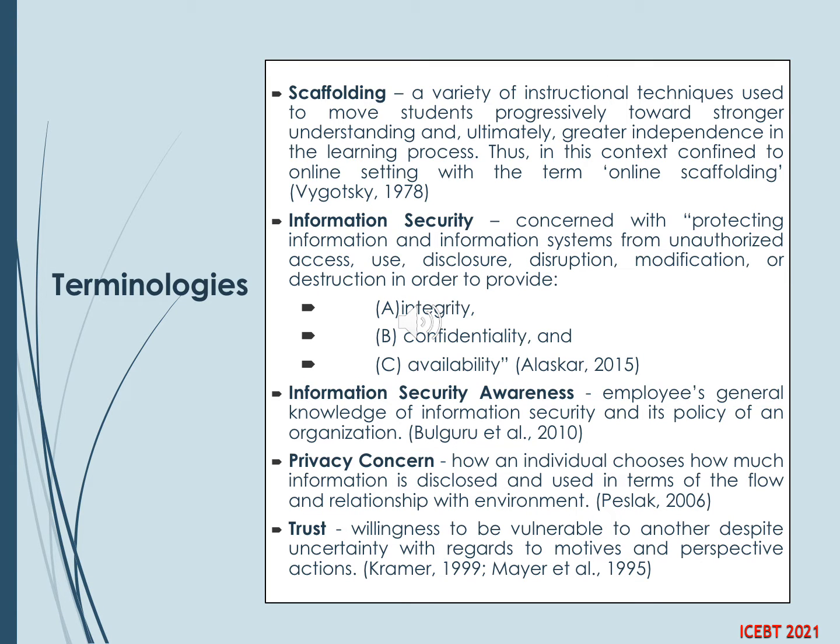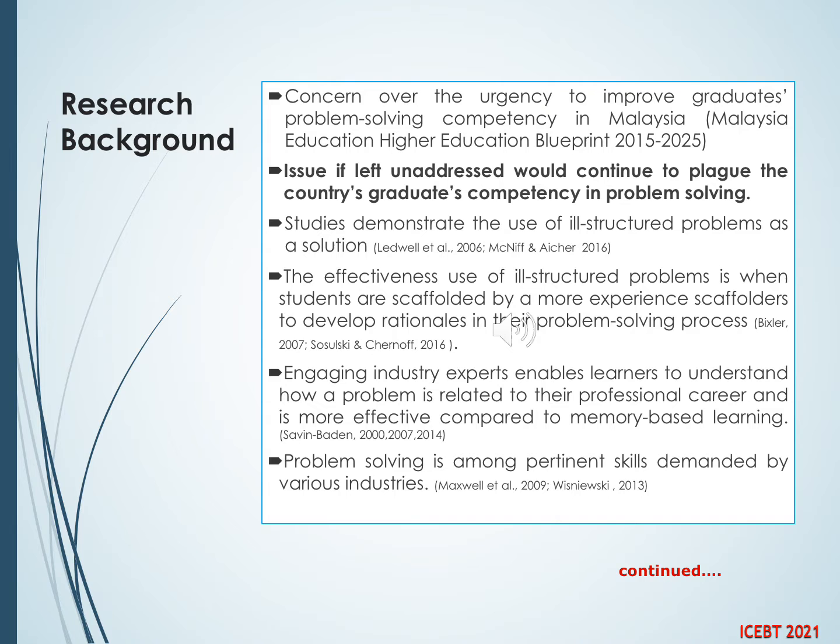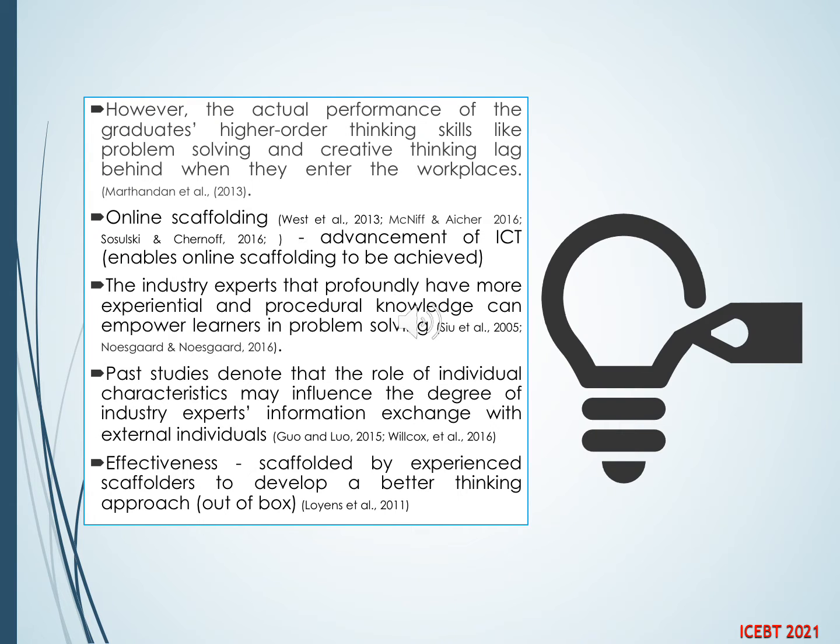Throughout this study, there are 5 main terminologies used, namely scaffolding, information security self-efficacy, information security awareness, privacy concern, and trust. With the advancement of ICT, scaffolding can be done online. Thus, there would be an ease of transfer of information from the industry experts towards the scaffolding. Industry experts have more knowledge, thus they can empower learners better, and the characteristics of individual scaffolders as per past studies denote that they greatly influence the degree of information exchange between external individuals.